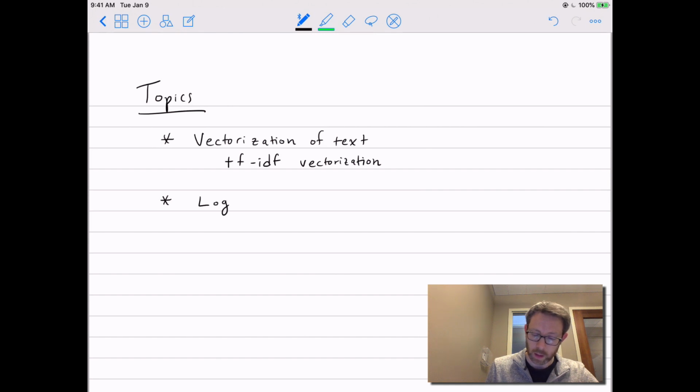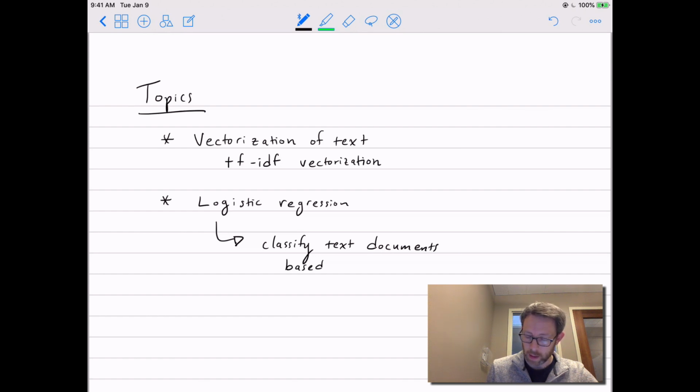And then I'll also talk about logistic regression, which is a particular way to classify. Because we're starting with text, I'll say we're going to classify text documents based on training documents. All right, so let's get a little bit more into this.